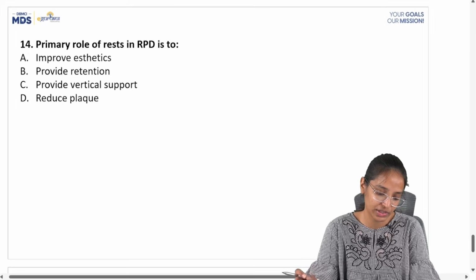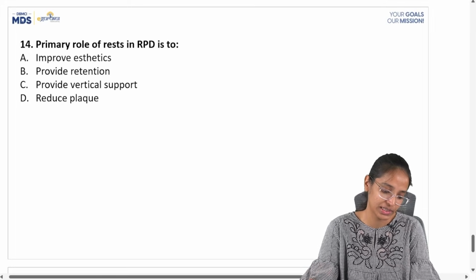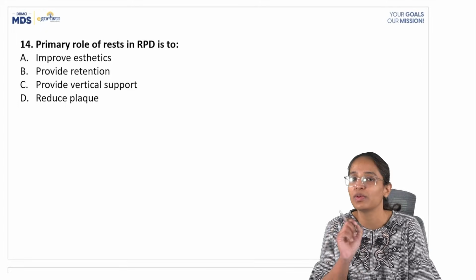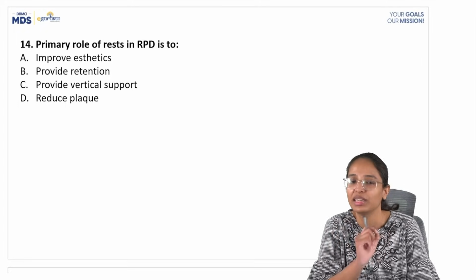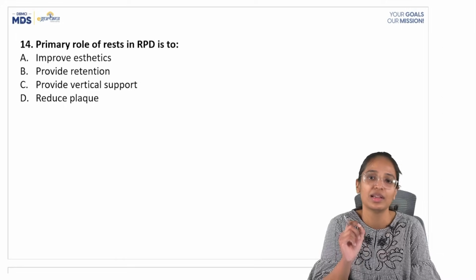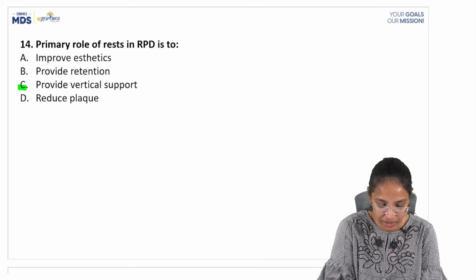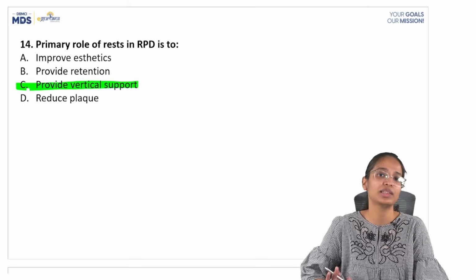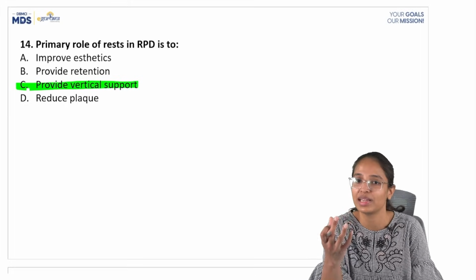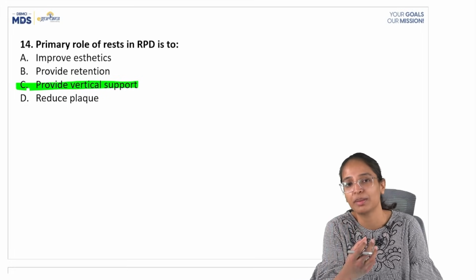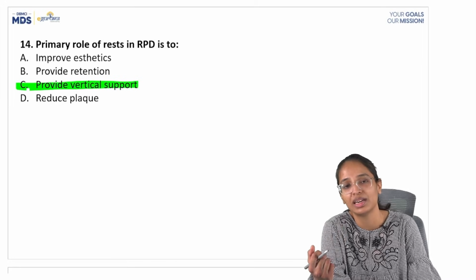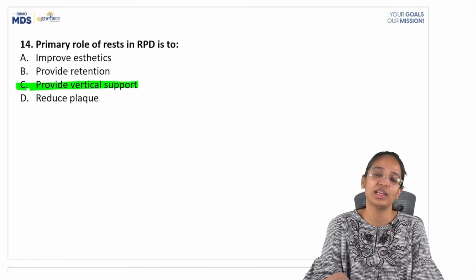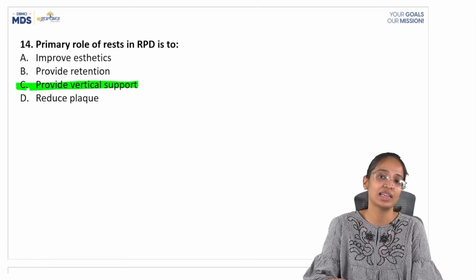Primary role of a rest in RPD is to improve aesthetics, retention, or vertical support? A straightforward textbook question. Something that we begin our rest video with is that a rest is responsible for providing vertical support. Now, what exactly is support? For example, this chair that I'm sitting on has 4 legs. The purpose of this chair is to take my weight and transfer it to the underlying surface. This property, where you absorb the load and transfer it to the underlying surface, is called support.